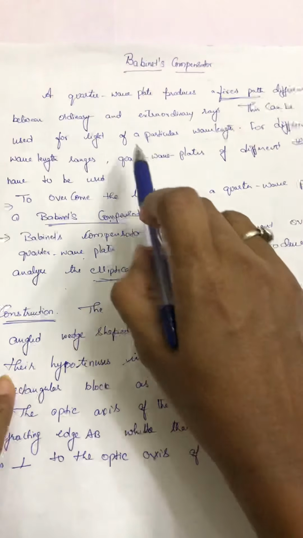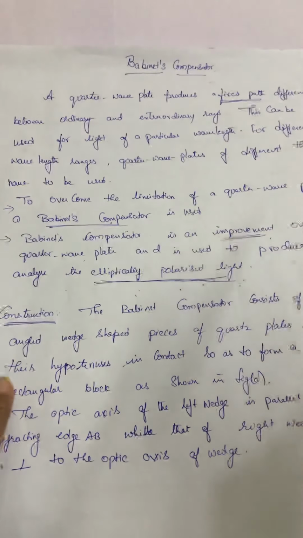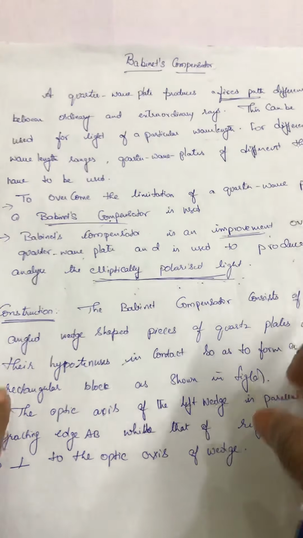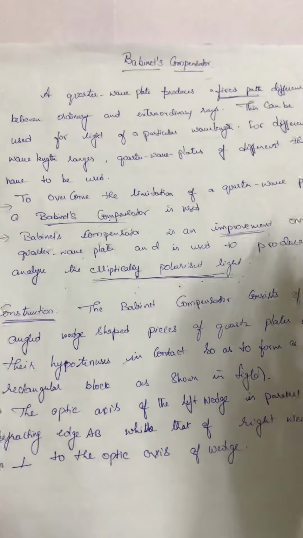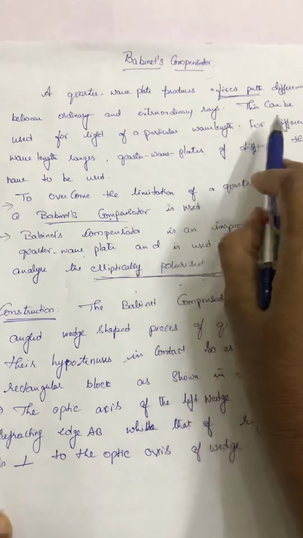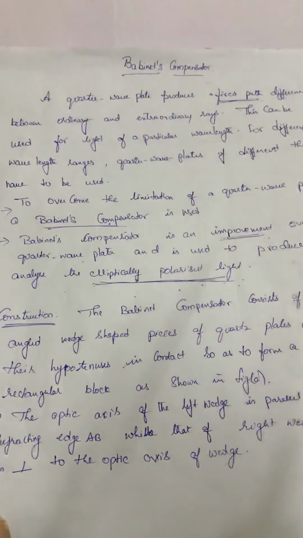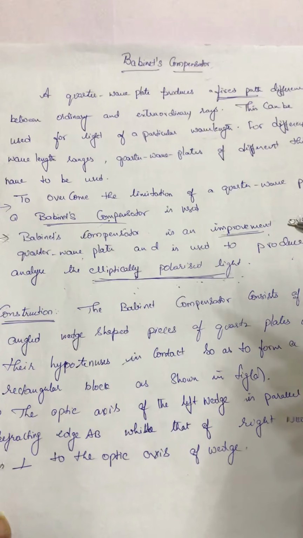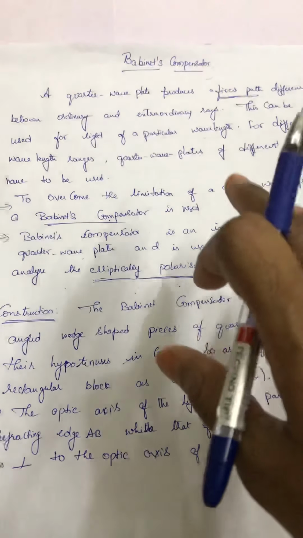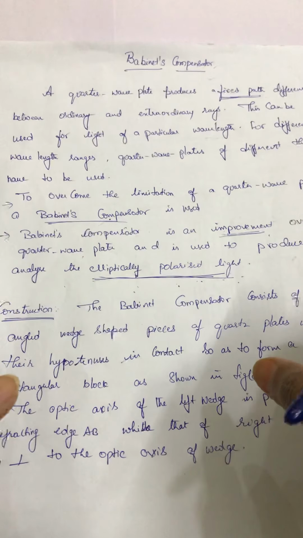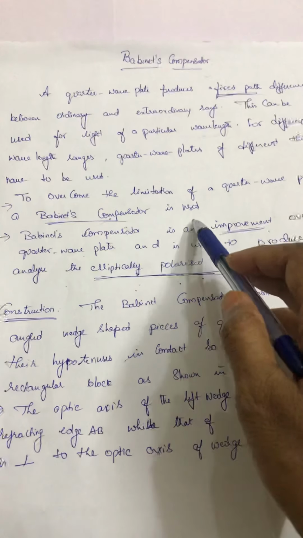Between these two components, the quarter wave plate produces a fixed path difference, and this can be used for light of a particular wavelength. Different light has different wavelengths, so for different wavelengths, different thicknesses have to be used for the quarter wave plate. This is very difficult to produce. To overcome that limitation, the Barnes compensator is used.